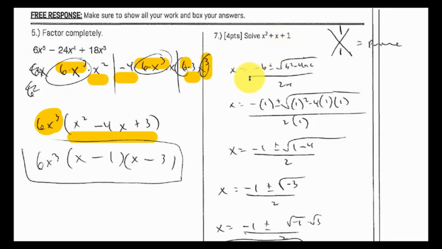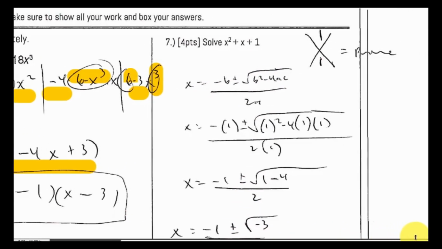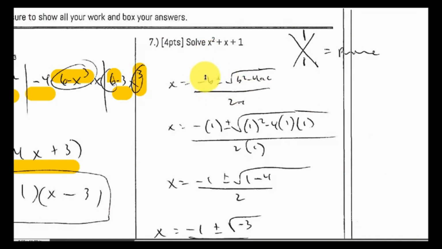The quadratic formula. x equals negative b plus or minus square root of b squared minus 4ac, all over 2a. You do my substitutions here in parentheses. You have a negative sign, and my b value is 1, plus or minus, and then my b value was 1. b squared, 1 squared, negative 4. Your a value is in front of x squared, so that's 1, and then your c value is 1. Big fraction line all over 2 times a value is 1.